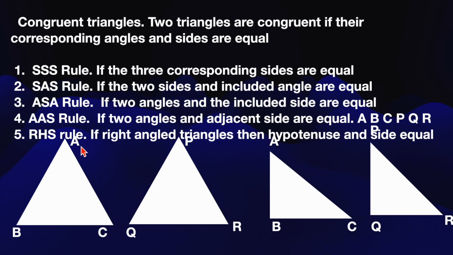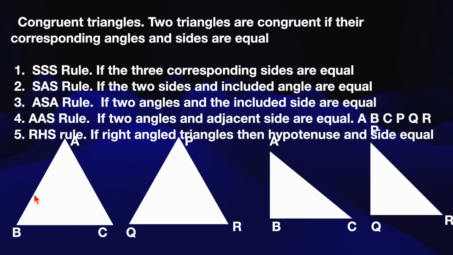There are 5 rules to find out if two triangles are congruent. Let us see what they are. First one is SSS rule. Okay, that is side, side, side. That means each side should be equal to the corresponding side of the next triangle. So here, if AB is equal to PQ, AC is equal to PR, and BC is equal to QR, then these two triangles are congruent. By which rule? SSS rule. Similarly, SAS rule, side, angle, side.